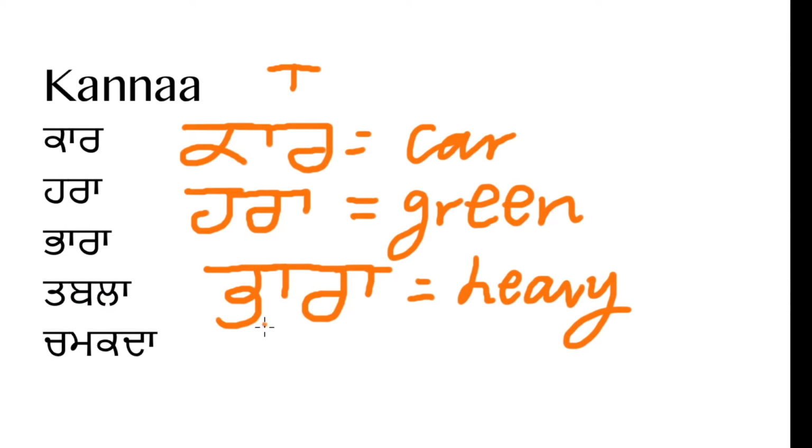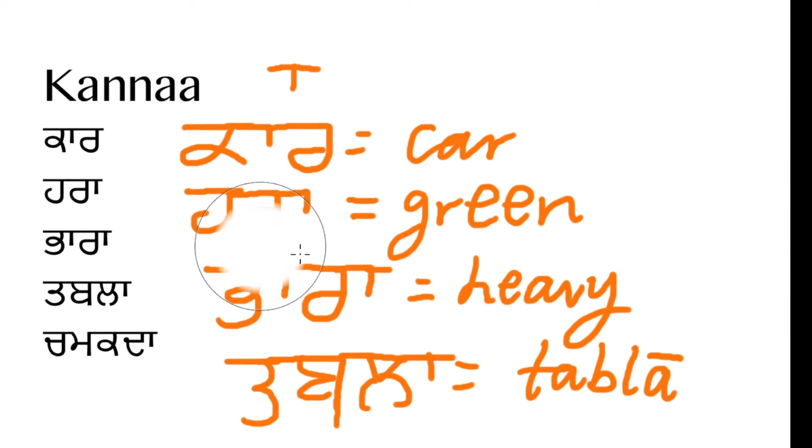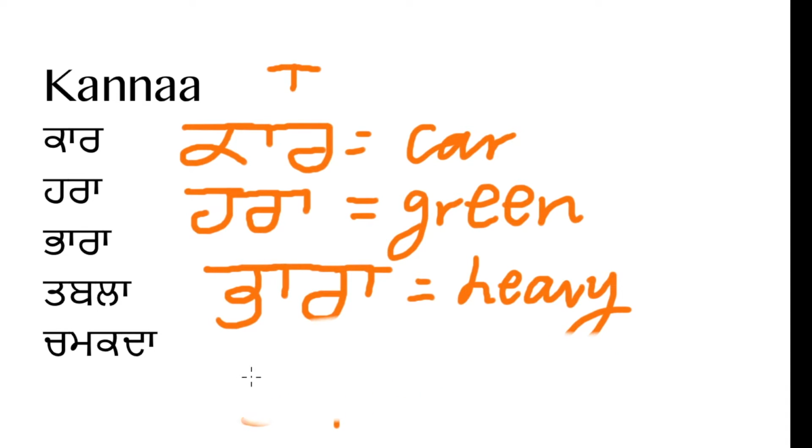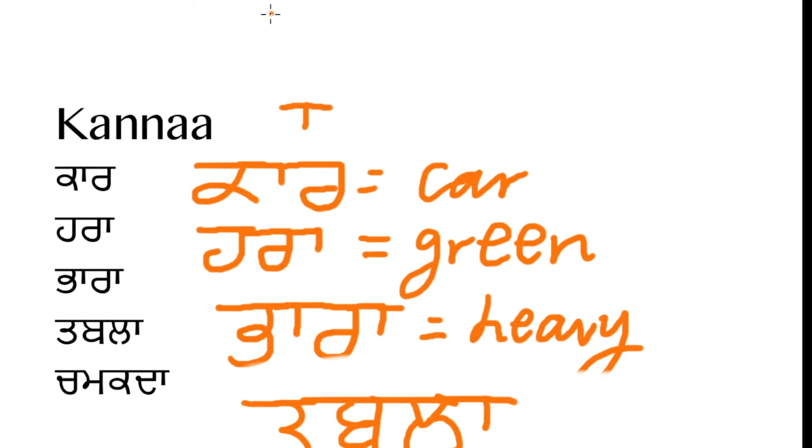And now we have ta, ba, la. So we have a famous Indian instrument known as a tabla. Ta, ba, la. Tabla. And I'll just rub it out again to make room for the final word. Actually, I'll write it down again and write the final word on top. So ta, ba, la is a tabla.